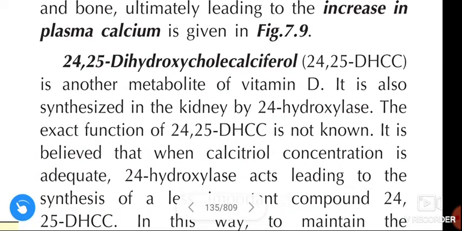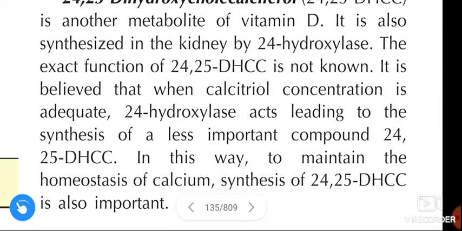Next, 24,25-dihydroxycholecalciferol is another metabolite of vitamin D. It is also synthesized in kidney by 24-hydroxylase. The exact function of 24,25-dihydroxycholecalciferol is not known.